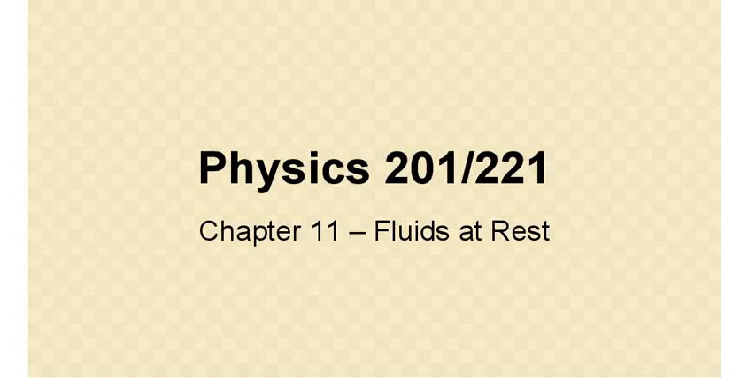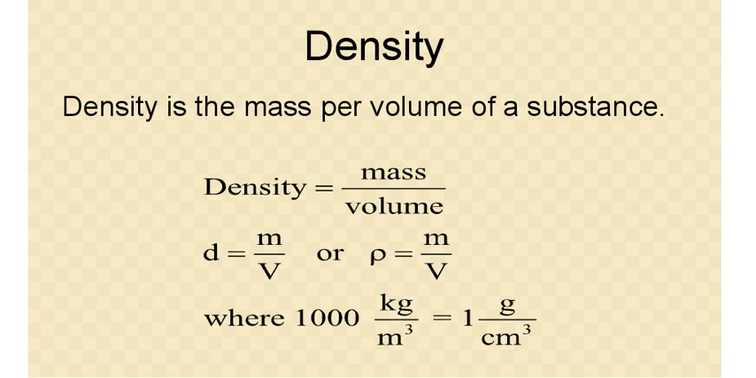Ladies and gentlemen, it is time to talk about Chapter 11. This is fluids at rest, sometimes called static fluids. The first thing that we need to define here is called density. Density is a very simple concept. It is the mass per volume of a substance. It's how much stuff is crammed into how much area.